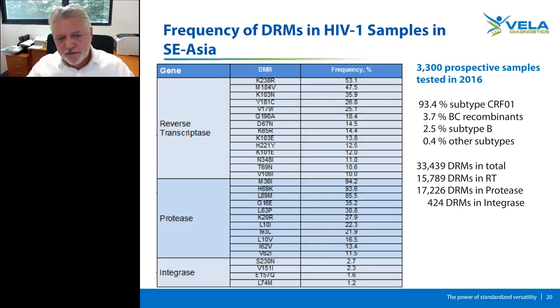What's shown here is a 10% frequency rate for RT and protease, due to the fact that if you want to go down to 1%, the table would be totally cluttered. For the integrase region, which is less prevalent, where we see fewer DRMs happening, we're reporting at the 1% level.